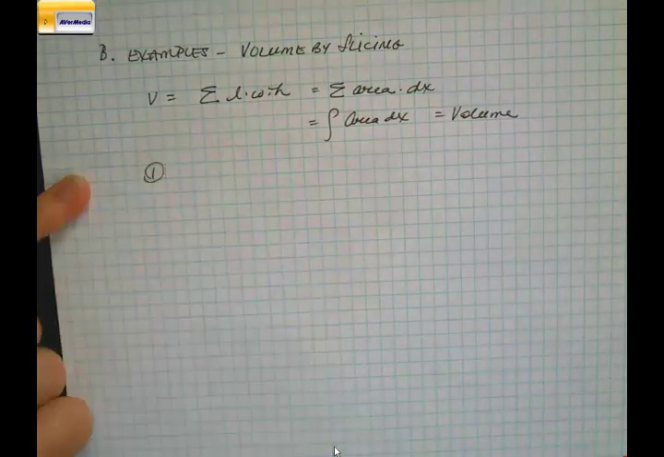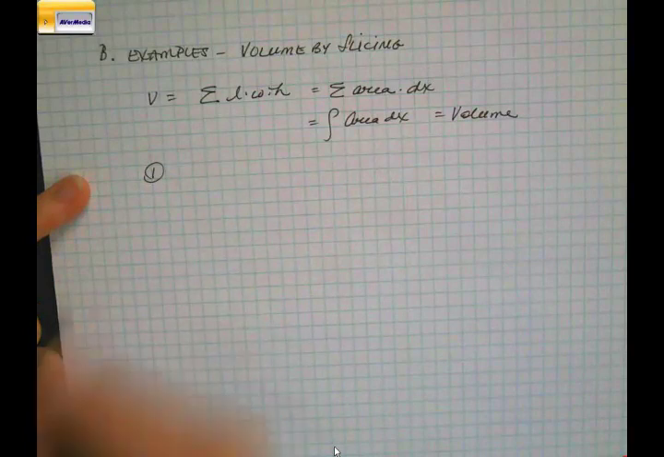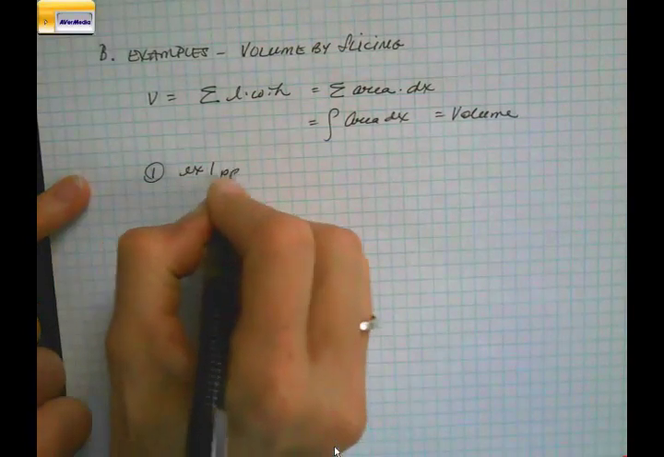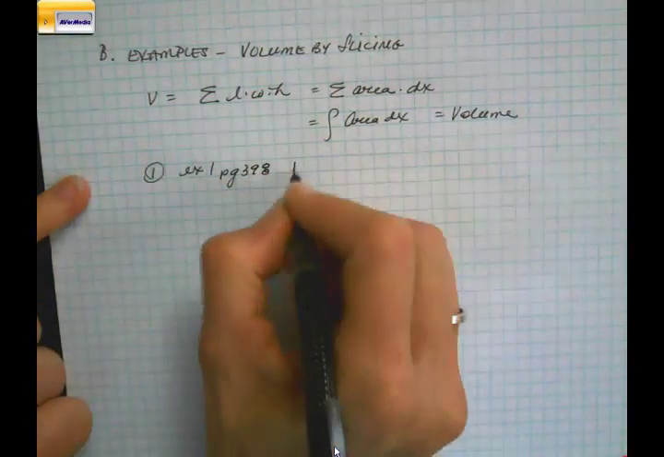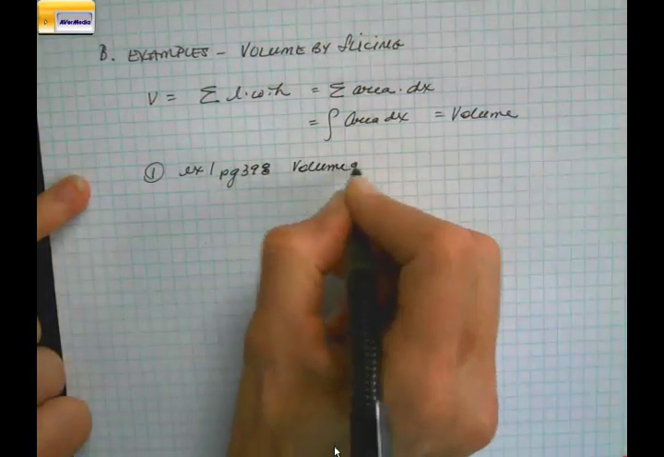Okay, so I'm going to use these examples directly from the textbook because they give me good diagrams, and I am not good at sketching these diagrams. So I'm going to look at example 1 in our textbook on page 398, so we get a nice figure here. And here we're talking about the volume of a pyramid.